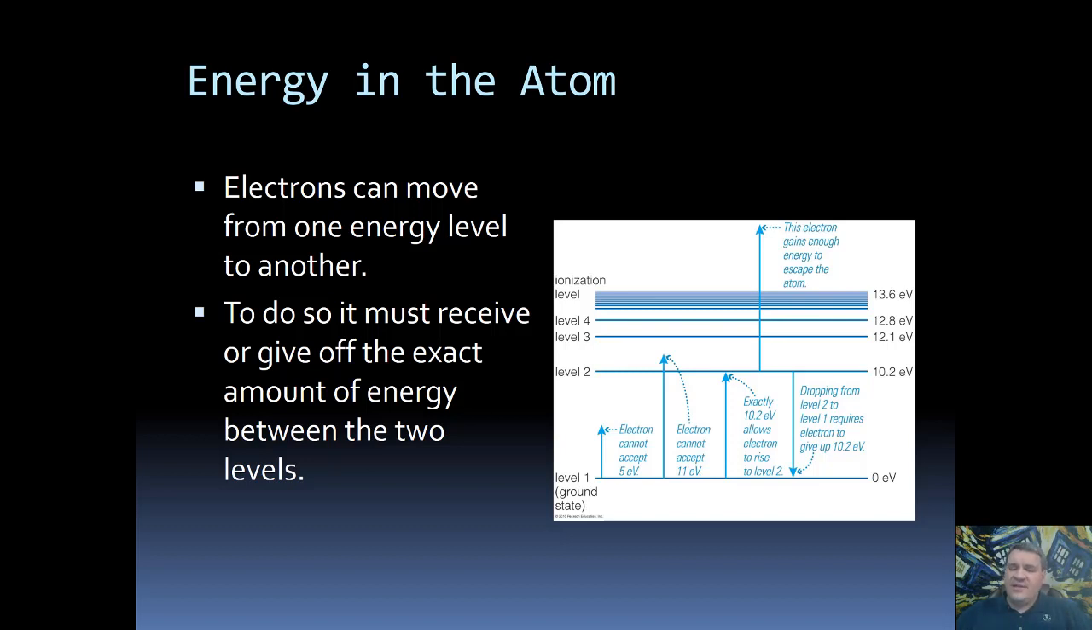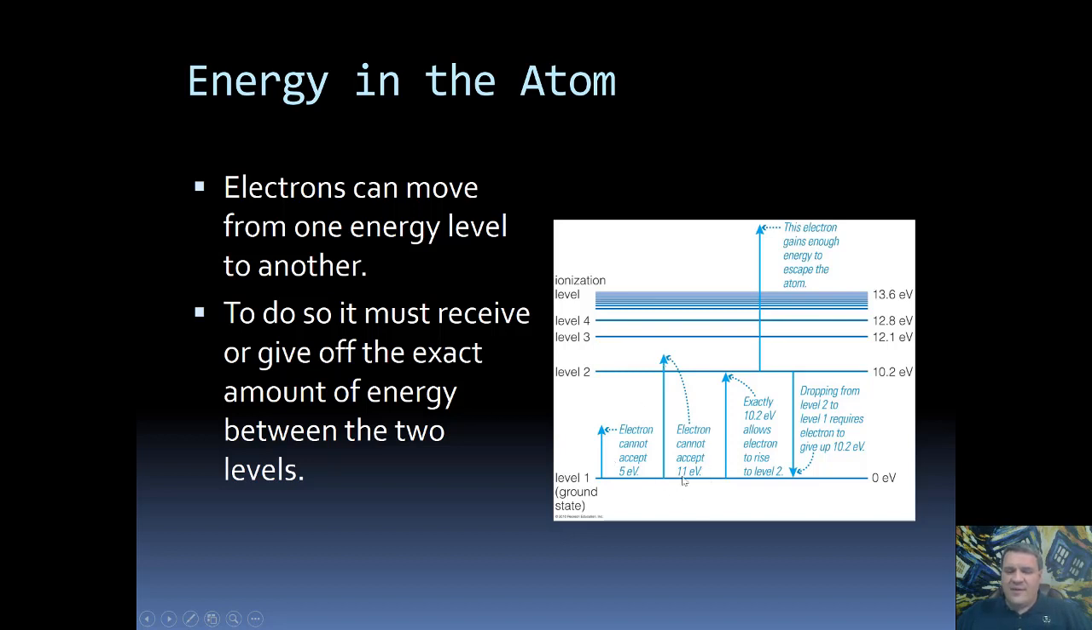So, for example, let's start with an electron down here at what is sometimes called the ground state or energy level 0. This is where the electron has the least amount of energy. If we were to then try and give this electron 5 energy, it could not accept it. Okay, so if you look at these energy levels, we have 0 energy, we have 10.2, 12.1, 12.8, and so on, all the way up to 13.6 energy. So this electron, starting at 0 energy, if we try to give it 5 energy, it ends up in a location that is not allowed. So this electron cannot accept that energy.